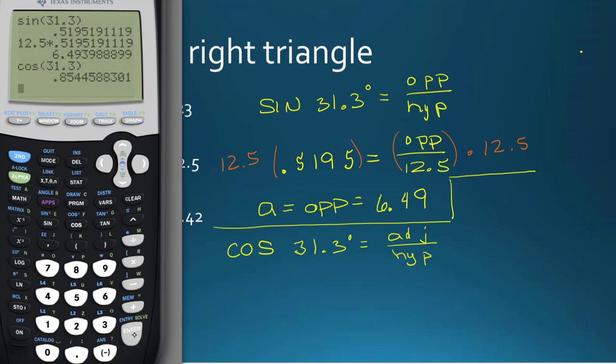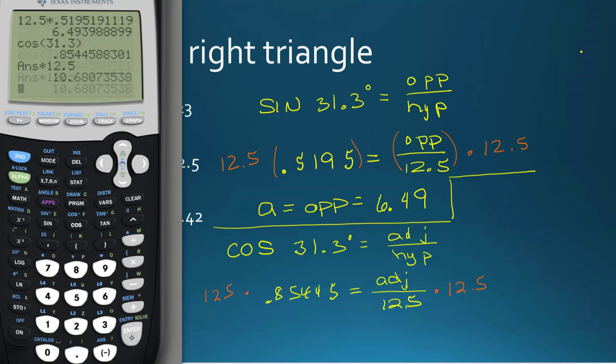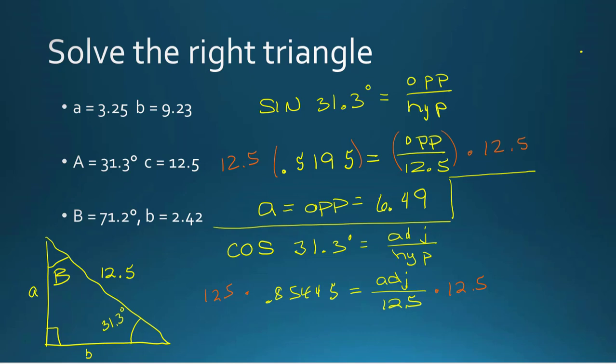Cosine of 31.3, so we've got 0.8545. And again, I'm not necessarily rounding, and I wouldn't, especially if you don't have the ability to go back up on your calculator, over 12.5. Multiply both sides by 12.5 again, and you get 10.7-ish. Woohoo! Okay, so this is B, which is the adjacent side, 10.7.